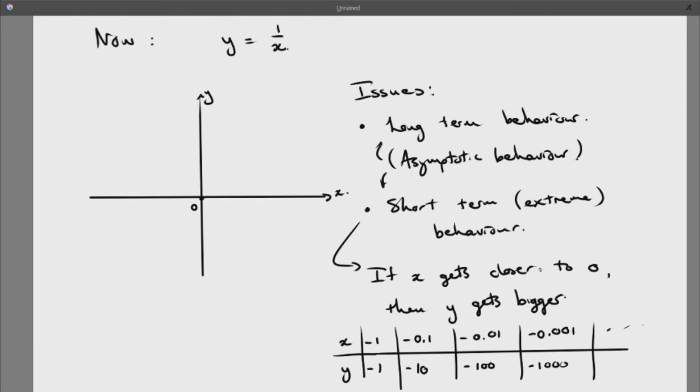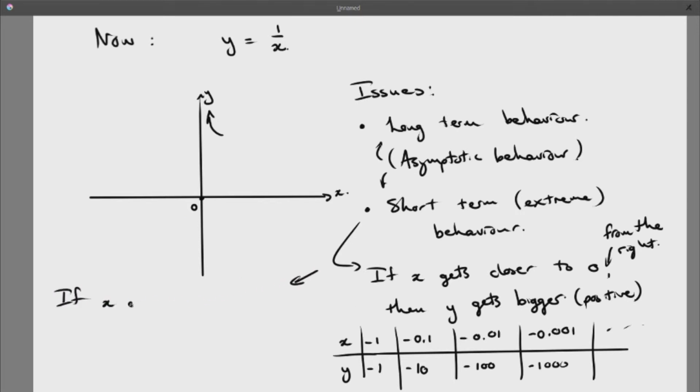So I need to specify if x gets closer to 0 from the right, meaning from the positive side, then y gets bigger, positive. Meaning that as I'm walking towards the y-axis, my graph is going to curve up. And it can never get to touch the y-axis. The y values just get bigger and bigger and bigger the closer I get. But I'll write it over here.